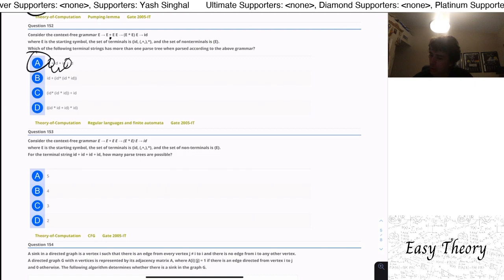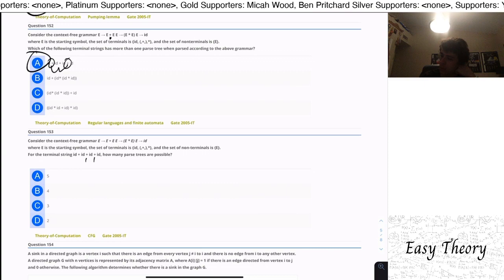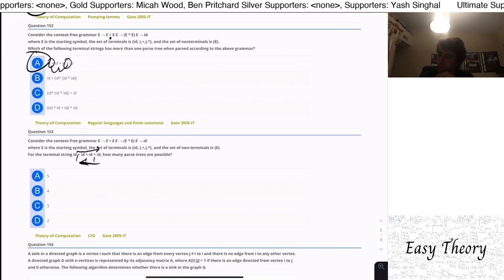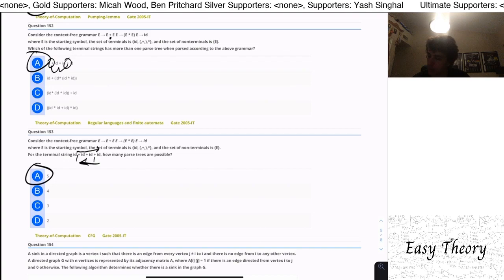We have a grammar here where E is the start symbol. For a terminal string, how many parse trees are possible? Well, we can have the plus go out in the middle, or here, or here. Or we can go right, or we can go left. Okay, yeah. So it must be 5 in there.